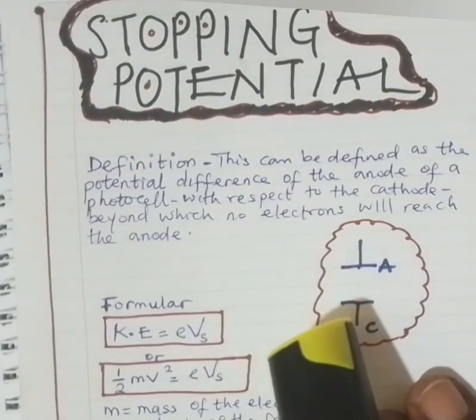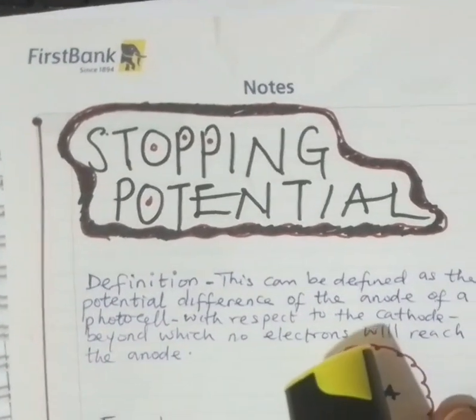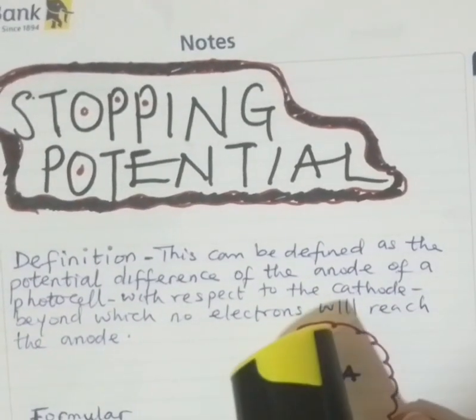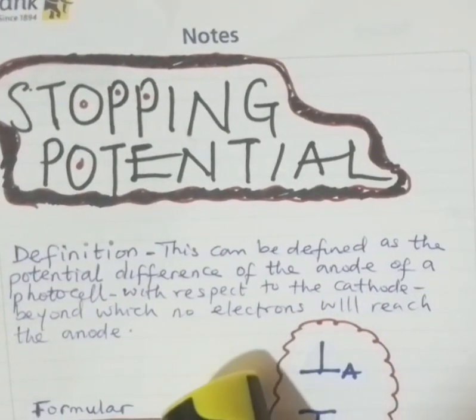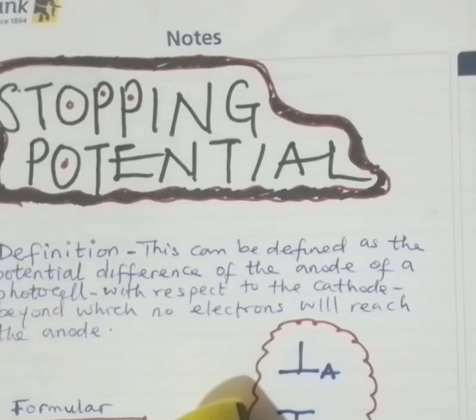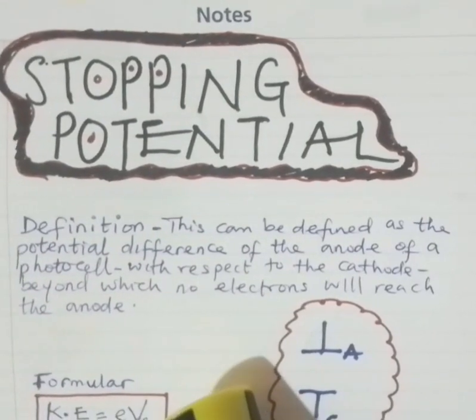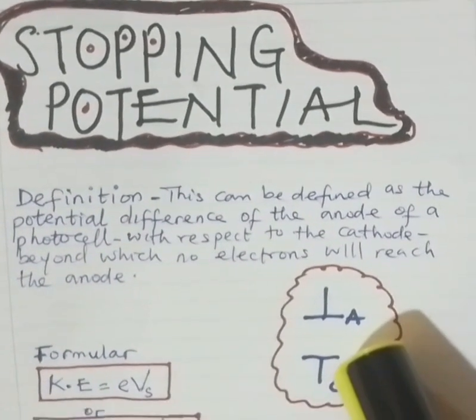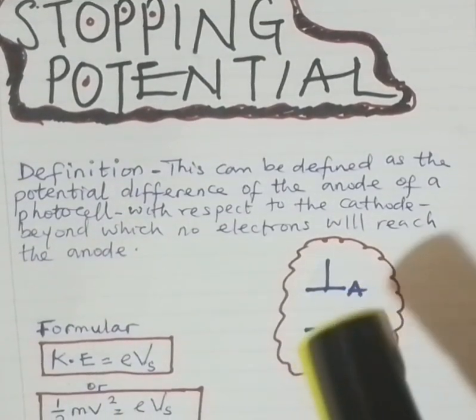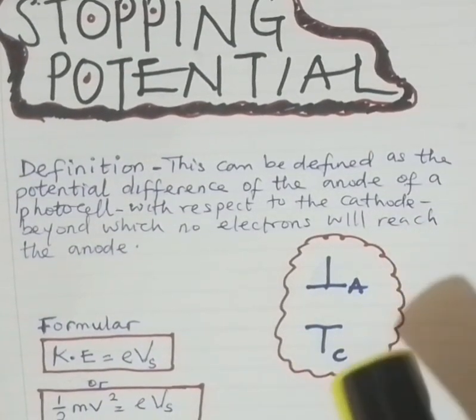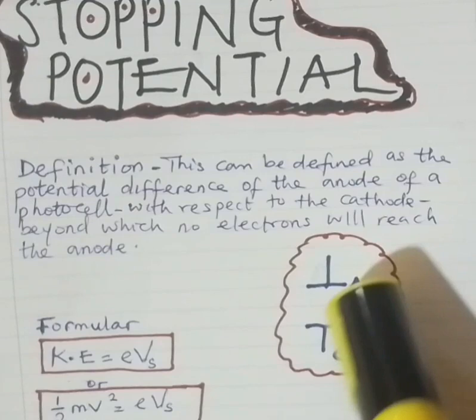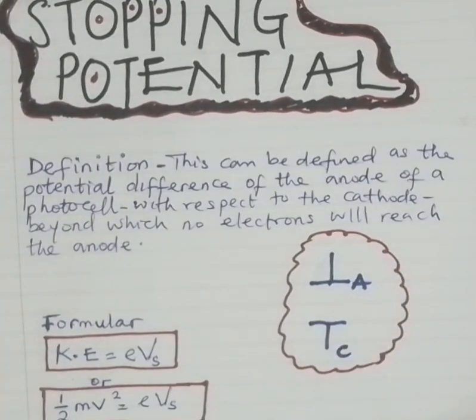Okay, so this is the definition here. You can see it right here. It can be defined as the potential difference of the anode of a photocell with respect to the cathode, beyond which no electron will reach the anode. Okay, so this is the anode, this is the cathode here. So it is just the potential, or the PD, that prevents the electrons from flowing from the cathode to the anode. And it is related to the kinetic energy of the electrons.